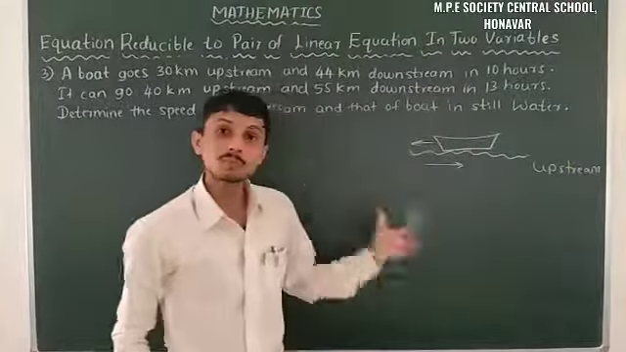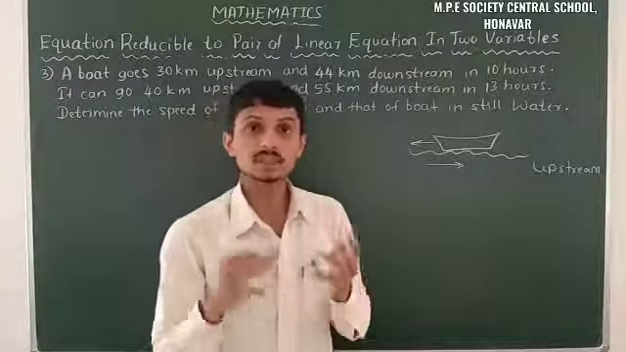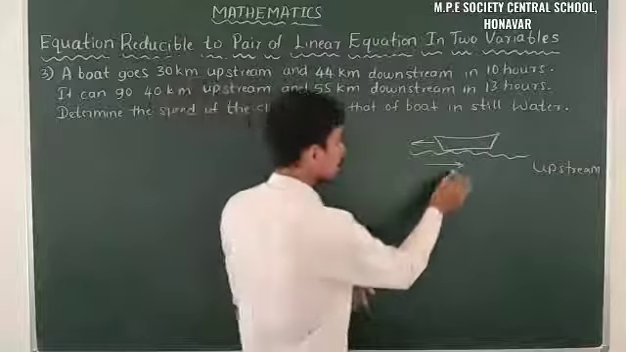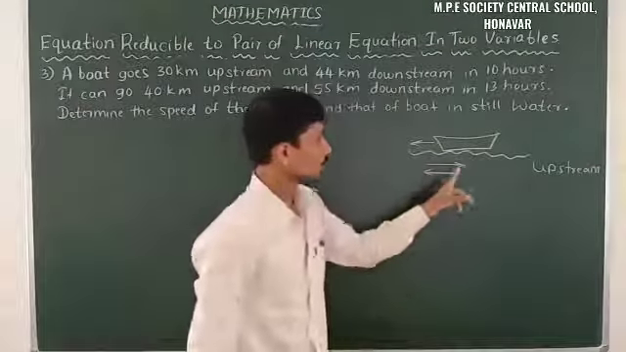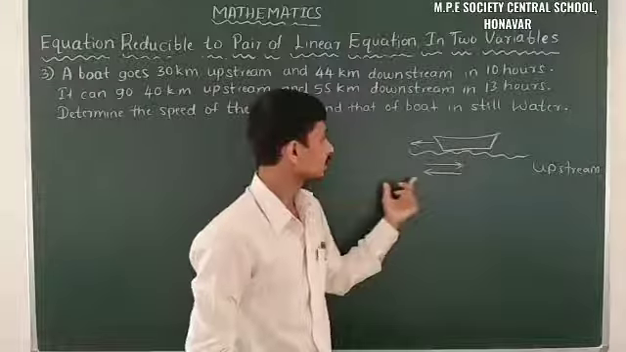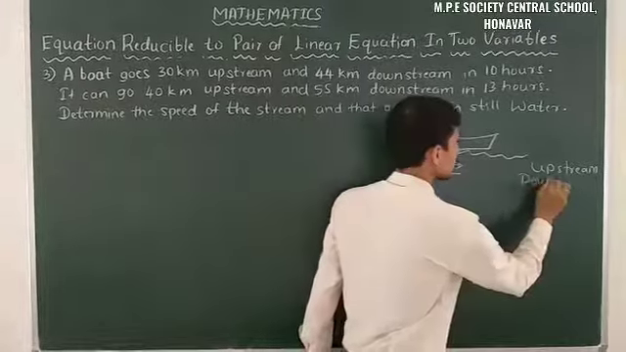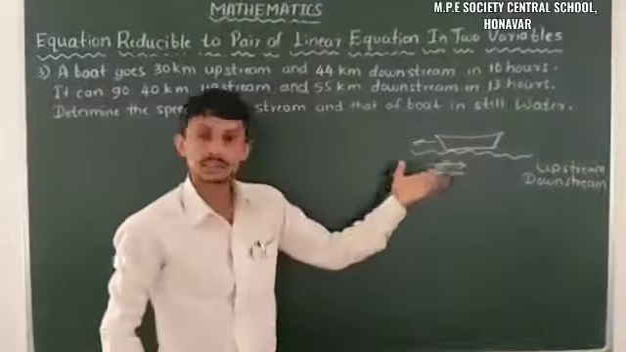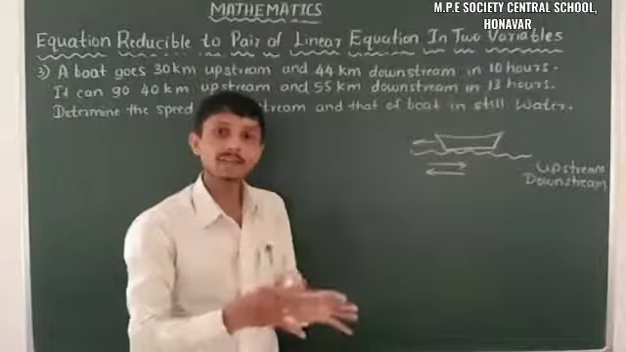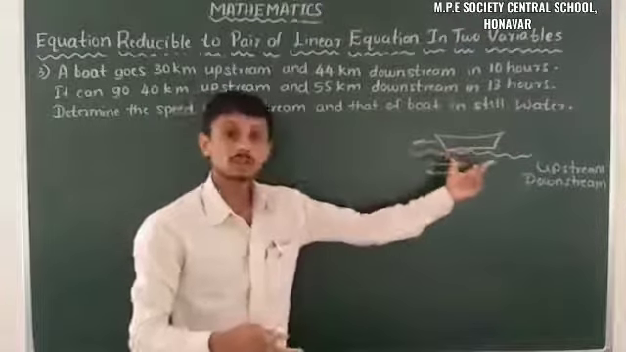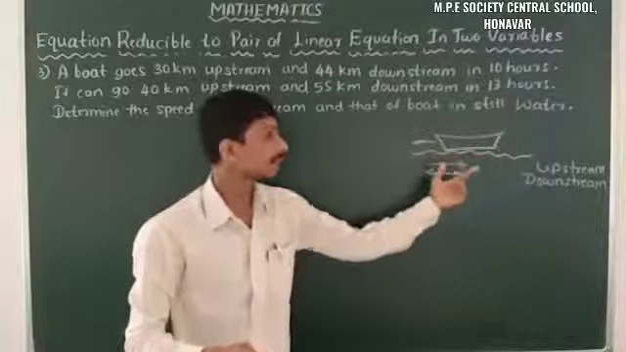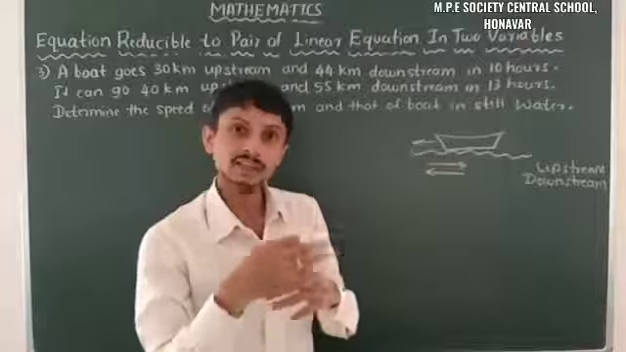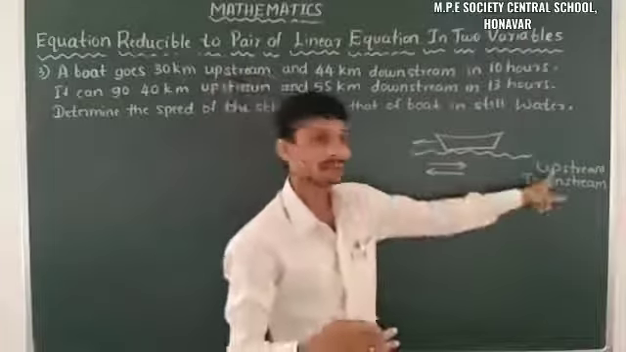When the boat moves in the direction of motion of water, we call it downstream. When the direction of motion of the water is in this direction, that means it's downstream. The concept is clear. We are comparing the direction of motion of the boat and the direction of the water. When they are in opposition, it will be called upstream.